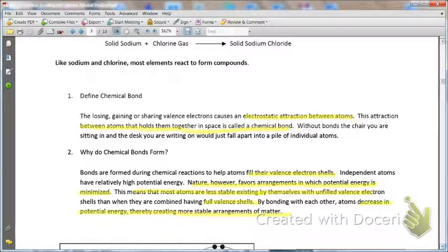So again, let me summarize this really super quick. The reason why chemical bonds are formed is because atoms by themselves are very high in potential energy. They have unfilled valence electron shells. And so when atoms bond together chemically, they lower their potential energy state as a whole, becoming more stable and completing having full valence electron shells. And that's pretty important.